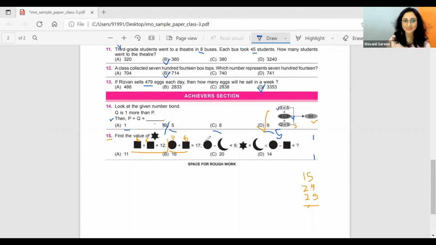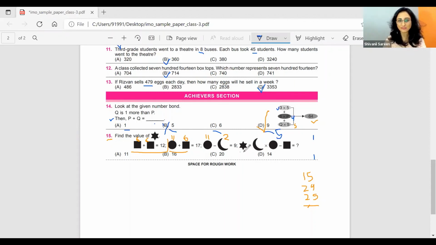Now moving on to the next condition. Circle minus moon is equal to 9. Now I know the value of circle, which is 11. So it is not difficult for me to identify the value of this moon. The value of the moon would be 2, because 11 minus 2 is 9.